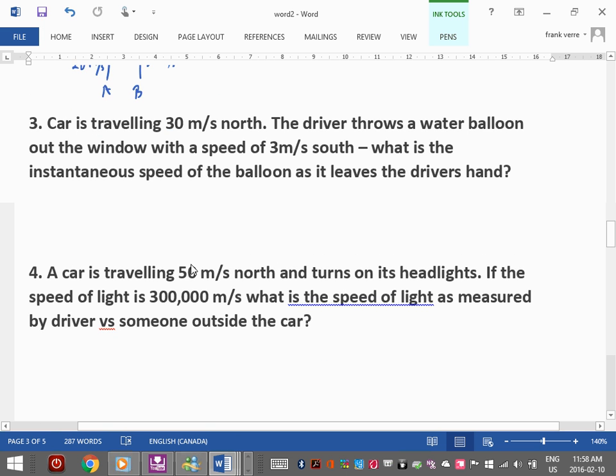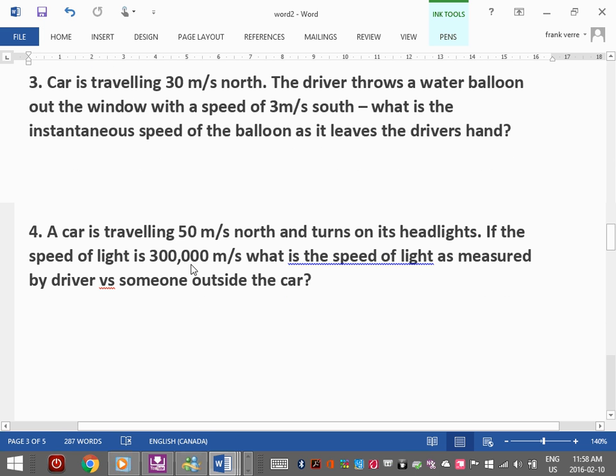Let's look at 3. A car is traveling 30 meters per second north. The driver throws a water balloon out the window with a speed of 3 meters per second south. So, the car is going north. You're in a car. The car itself is traveling 30 meters per second north. You throw out some garbage, and sorry, not garbage. That was the original question. I changed it. We don't want to promote littering. So I changed it to a water balloon. I guess that's still littering. And we throw the water balloon in the opposite direction.